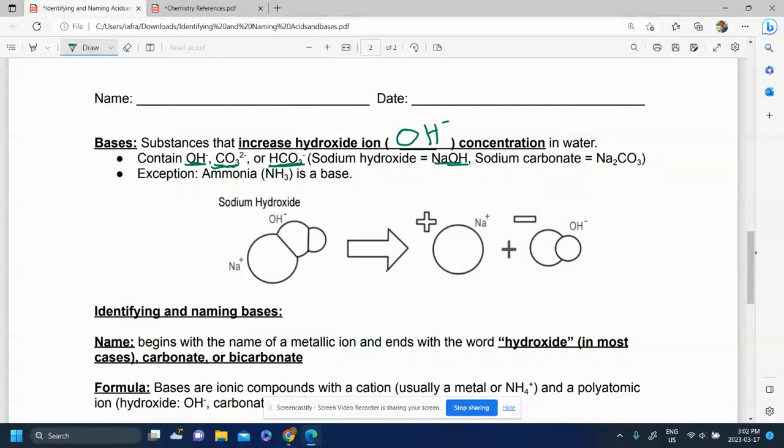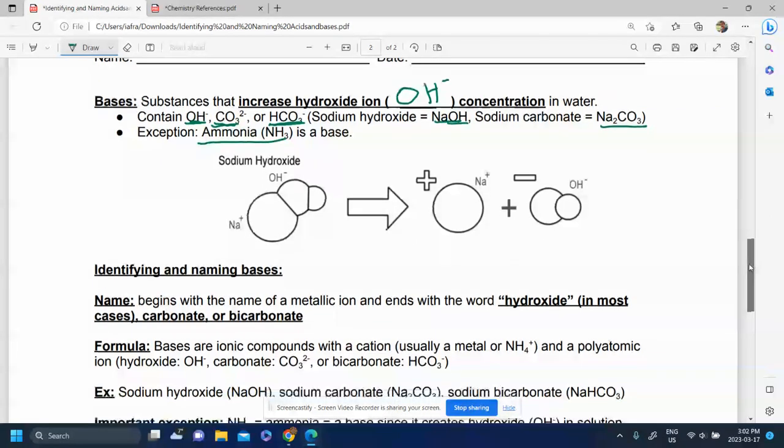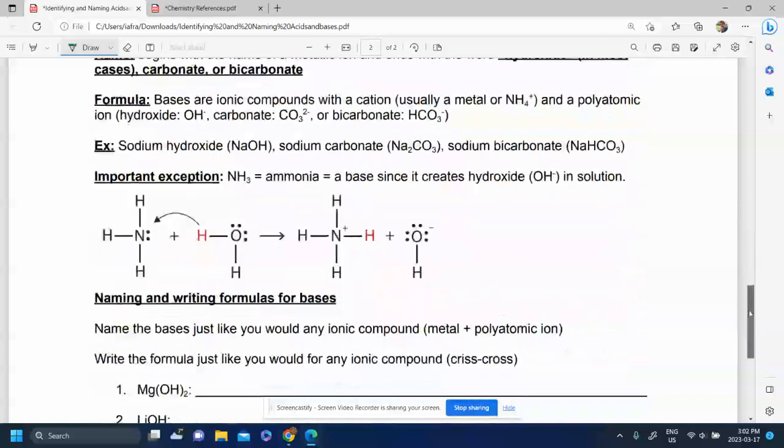So sodium hydroxide is a base, sodium carbonate's a base. One exception that doesn't look like a base at all is ammonia. Ammonia is a base, NH3. You should memorize that. I'm just going to show you why ammonia acts as a base.